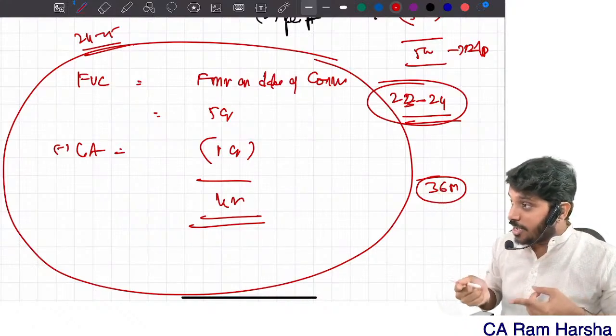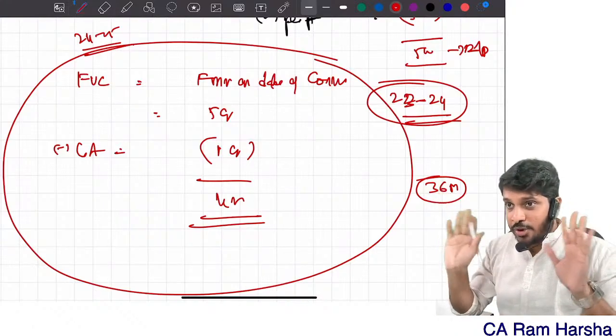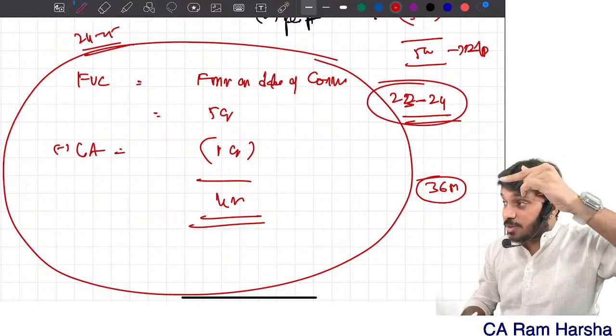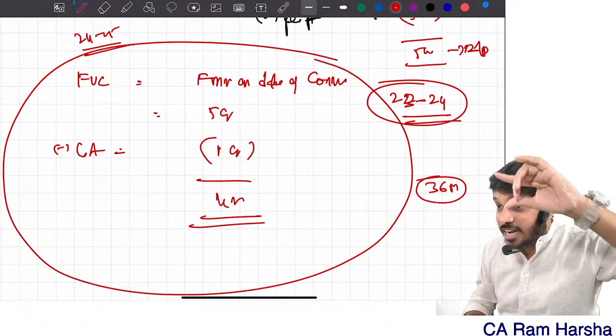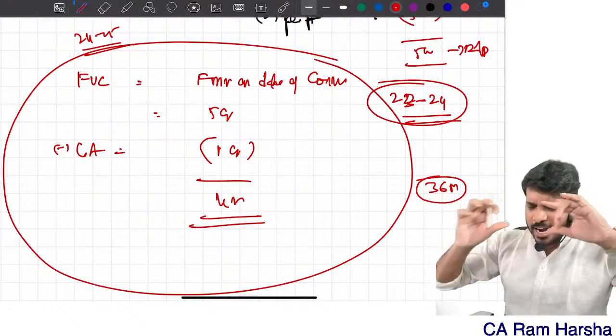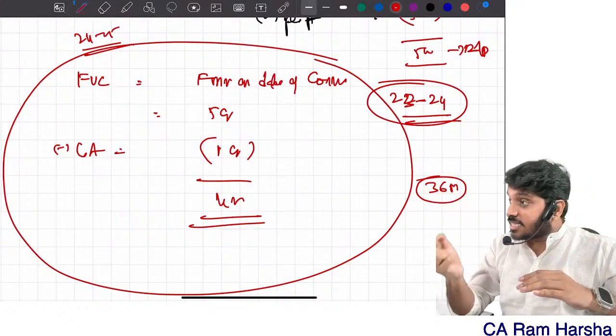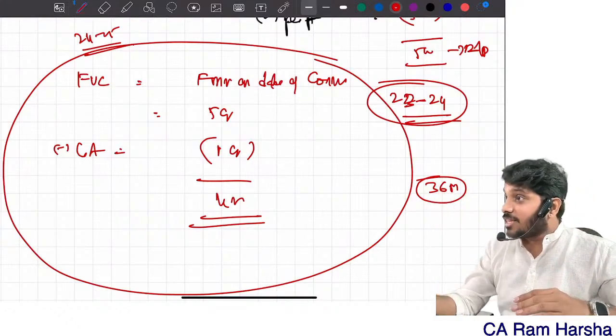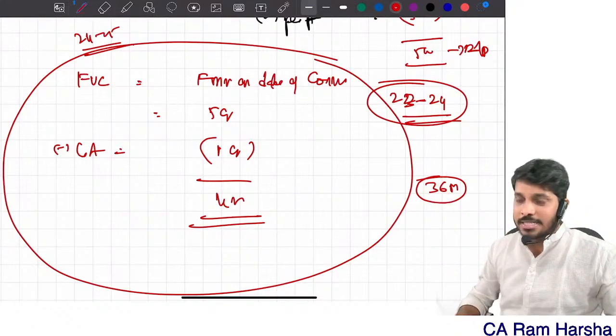Computation you might be doing in 24-25. When you are doing computation is not relevant. Date of transfer is relevant for indexation. Date of transfer is relevant for determining whether the asset is long term or short term, the period of holding, all that. Yes or no? That's it.